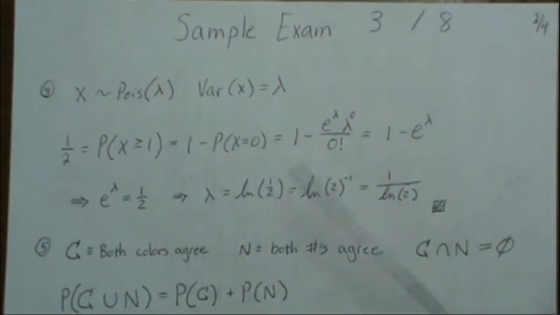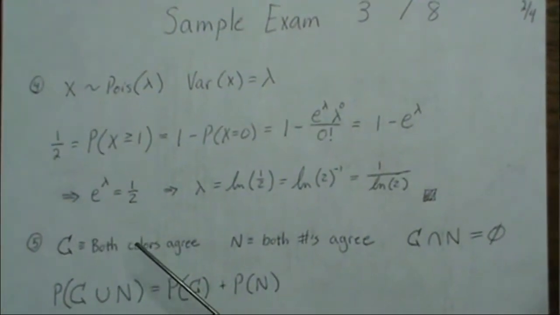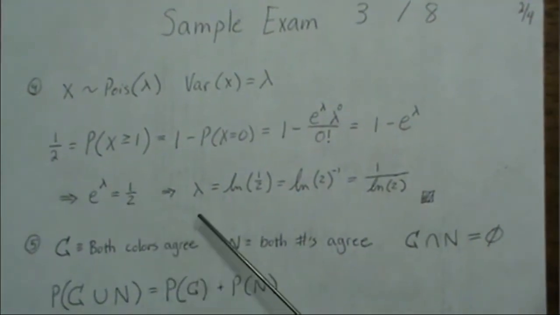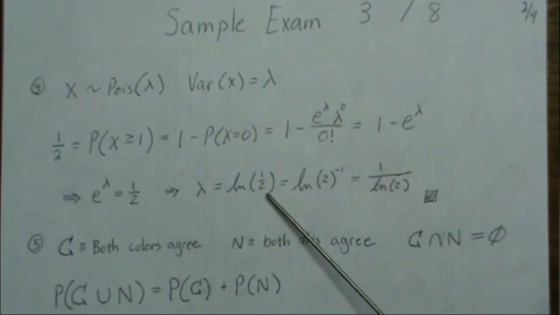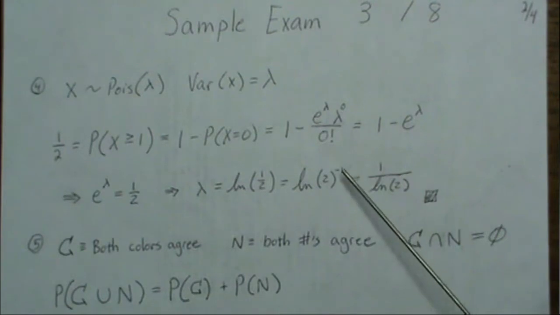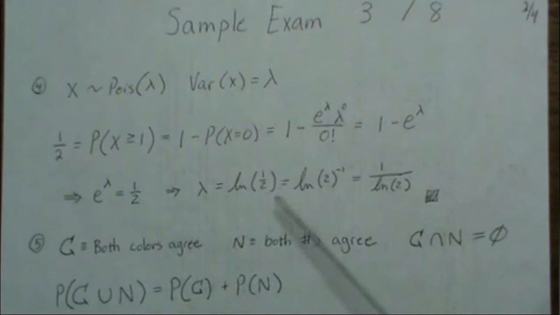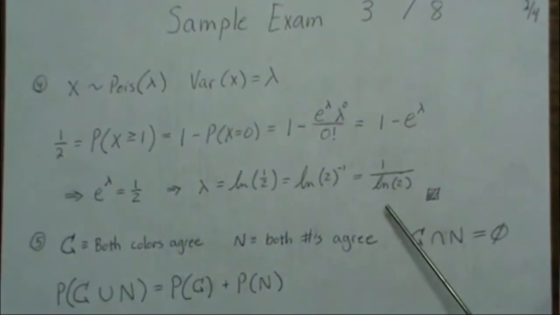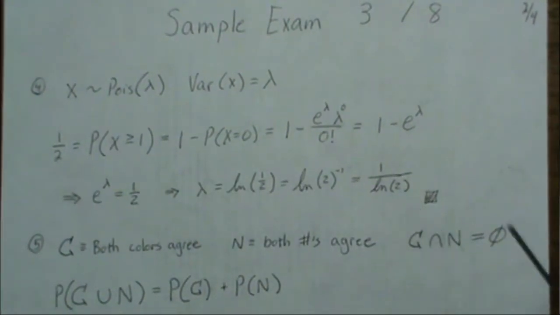So take this piece to the other side, bring the half over, and we get e to the lambda equals 1/2. Take the natural log of both sides. Now note that 2 can be brought up to 2 raised to the minus 1, which can be taken out, which then can be taken as the reciprocal. And so lambda is equal to 1 over natural log of 2. And since lambda is the variance of a Poisson, that's our answer.